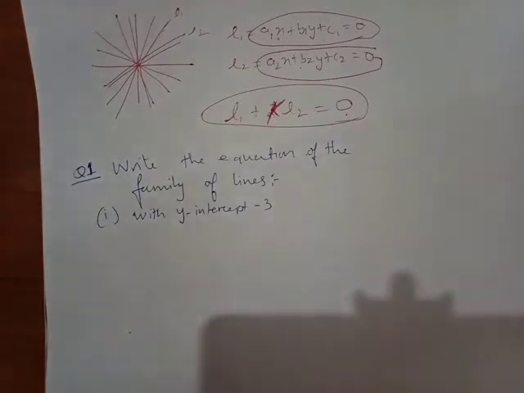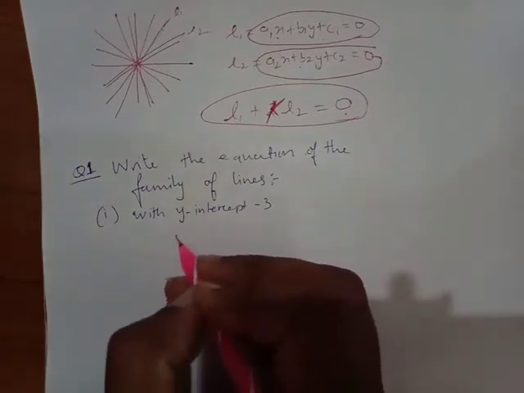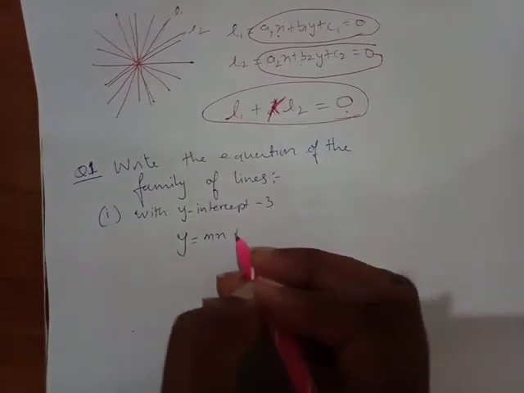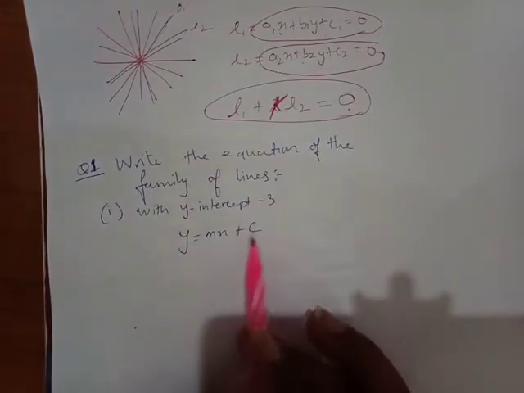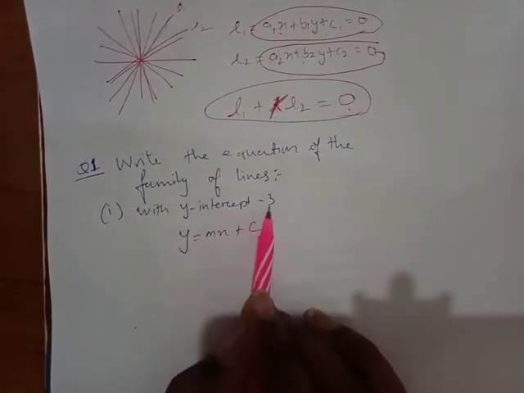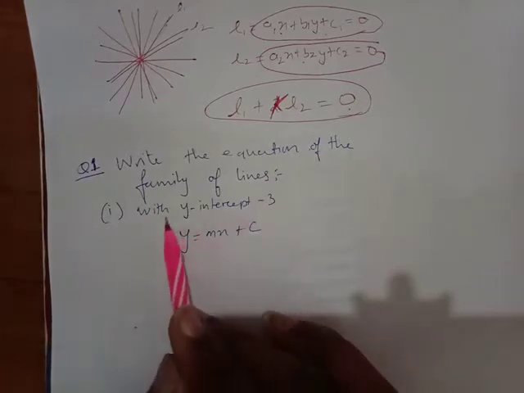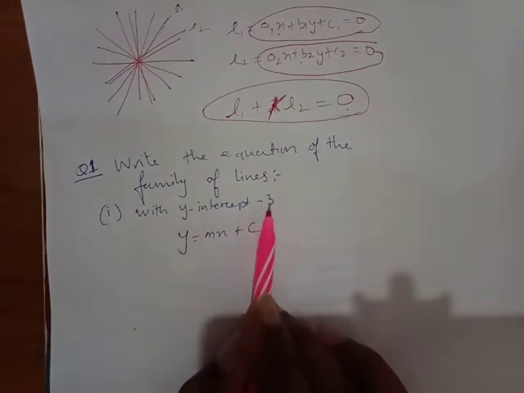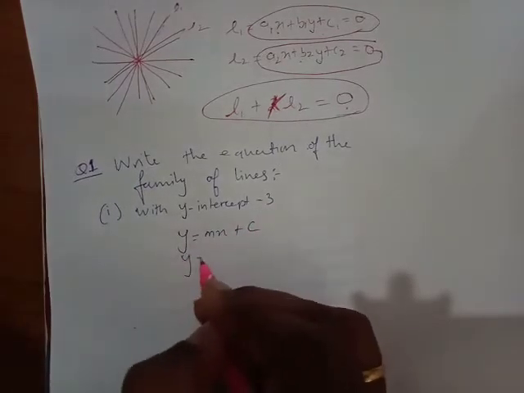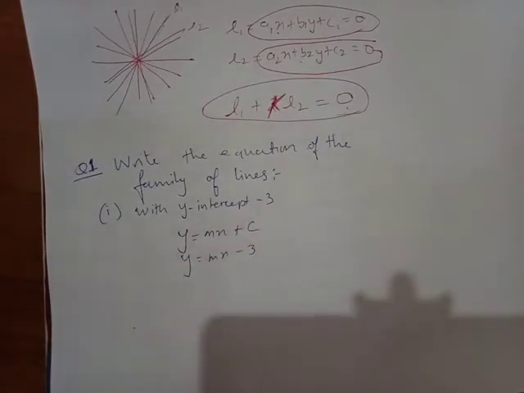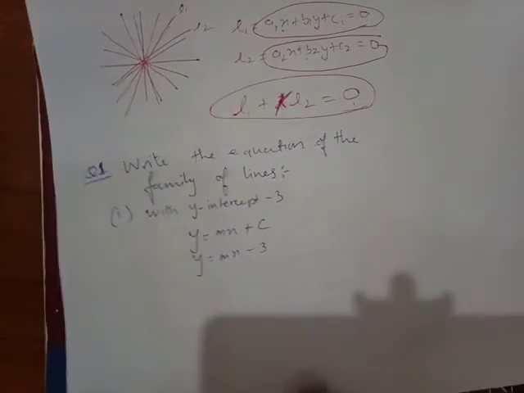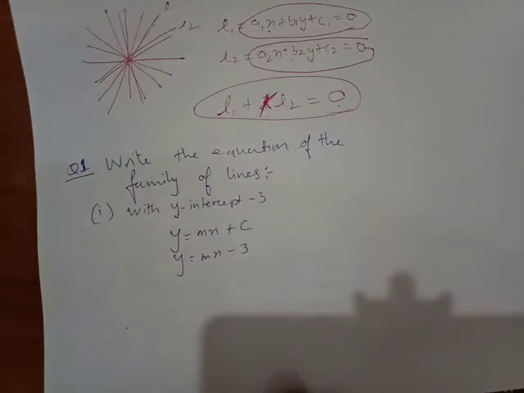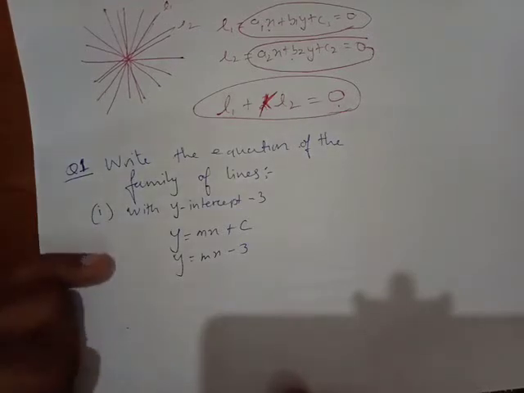So here we go. The first question says: write the equation of the family of lines with y-intercept -3. I know a very obvious equation, that is y equals mx plus c. Here c is the intercept and m is the slope, but the y-intercept is given to me, -3. So y equals mx minus 3. This is the equation that we have been looking for. That's my answer.